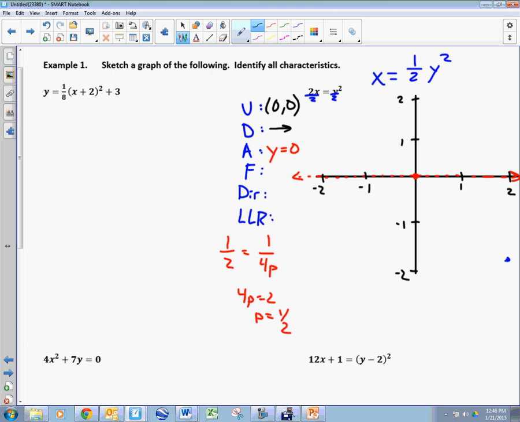p is 1/2. So am I going to move a half unit to the right or a half unit to the left, half unit up or half unit down? To the right. It sits on the inside of the parabola. So if it's opening up to the right, then the focus sits 1/2 of a unit from the vertex right on the inside. So we got half of a unit right there.